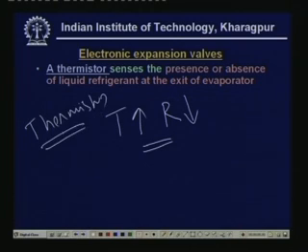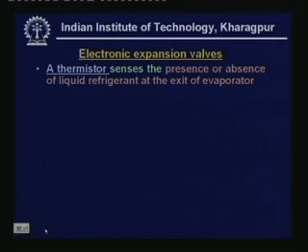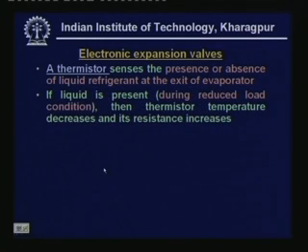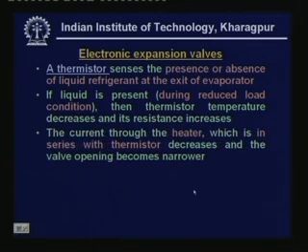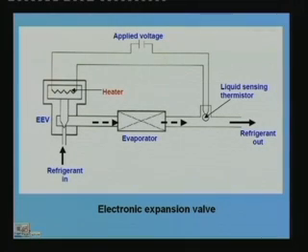So, this electronic expansion valve uses a thermistor, and this thermistor senses the presence or absence of liquid refrigerant at the exit of evaporator. When liquid is present during reduced load condition, all the refrigerant may not evaporate. So, there could be some liquid at the exit of the evaporator. When liquid is present, then thermistor temperature decreases and its resistance increases. Okay. So, let me show the picture now, it will be clear.